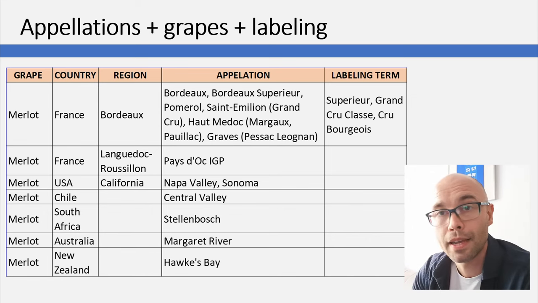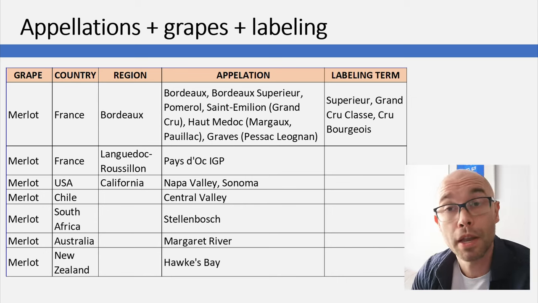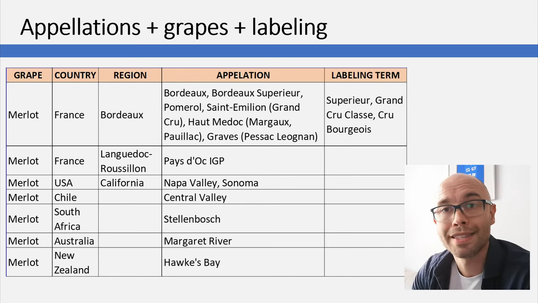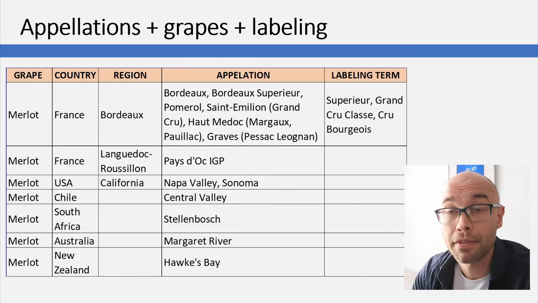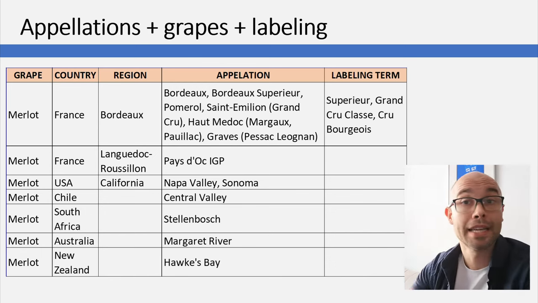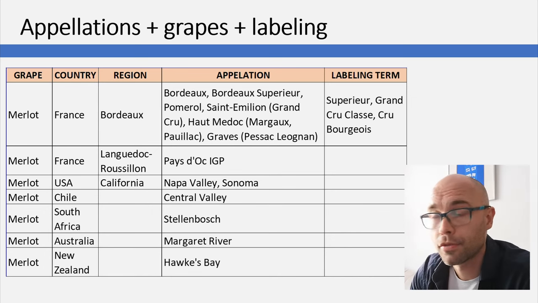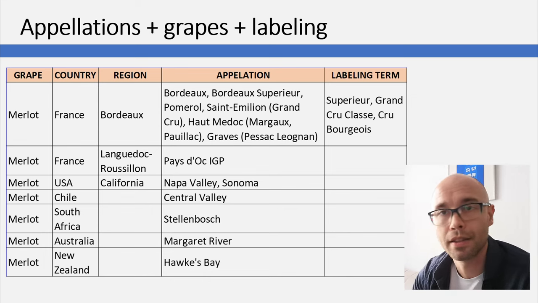Grand Cru Classé was a classification that was made in 1855. It has barely changed since then. And Cru Bourgeois is a classification for wines that were not classified in 1855 and were classified later with Cru Bourgeois. So for now, you just need to remember that these labeling terms are connected with Bordeaux.